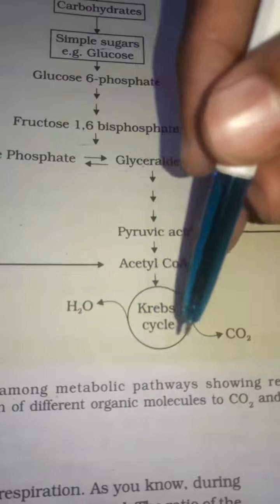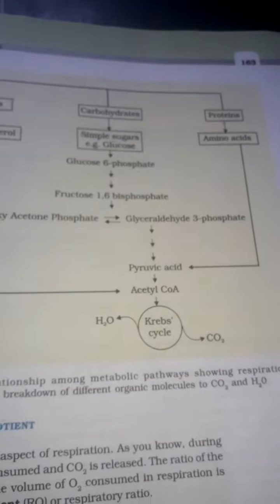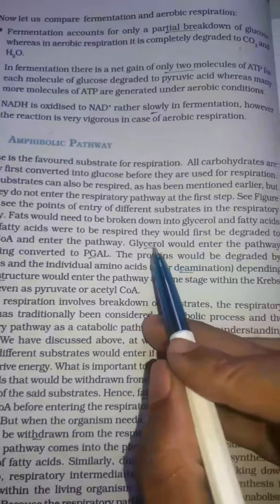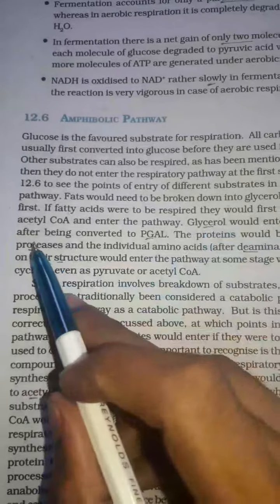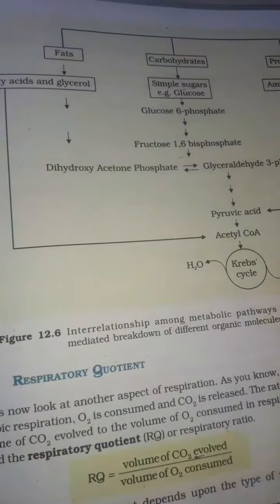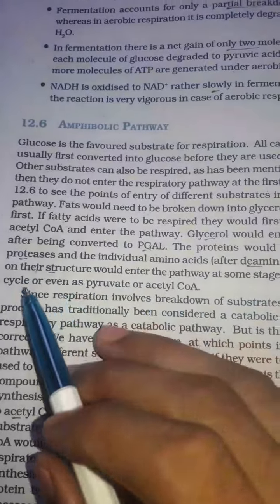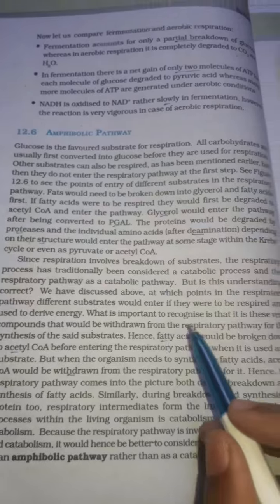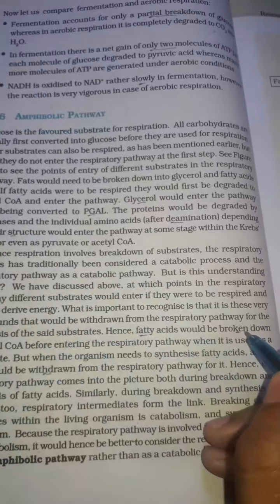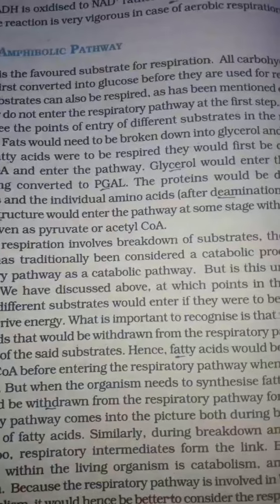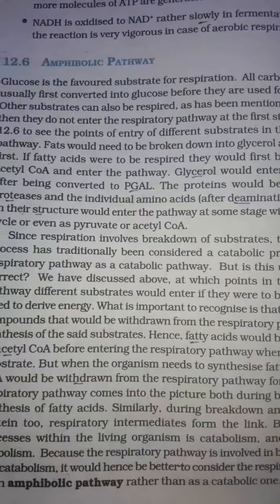So the Krebs cycle has the output products H2O and CO2 on this side. It is also written here that glycerol would enter the pathway after being converted to PGAL. This is the PGAL, and the proteins are degraded into amino acids, and these amino acids get involved in the pyruvic acid. But fatty acids are first broken down into acetyl coenzyme A, that is catabolism, and it can withdraw, so it can be synthesized, so it is an amphibolic pathway. So respiration is also an amphibolic pathway.